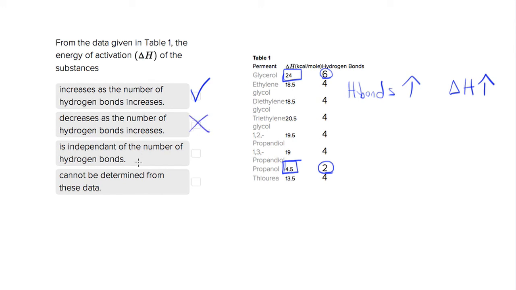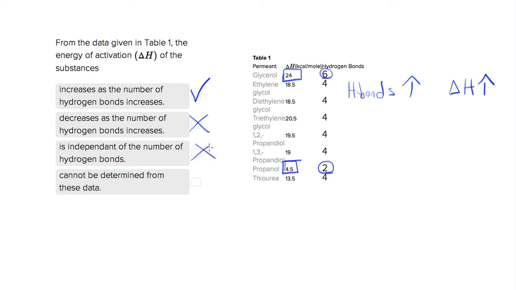Independent of the number of hydrogen bonds, but it's not independent because we see when the number of hydrogen bonds is lowered, our delta H is drastically lower, and it's pretty high when it's 6 compared to 4. So that's not good.